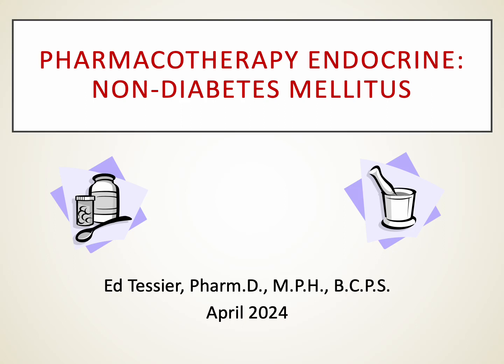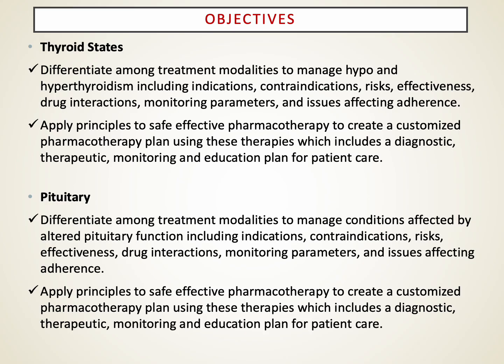Welcome back to the second of two endocrine blocks in pharmacotherapeutics. Here we'll talk about many of the remaining endocrine issues for which there is some pharmacotherapy outside of diabetes mellitus. We'll talk first off about thyroid states, both hypo and hyperthyroidism.